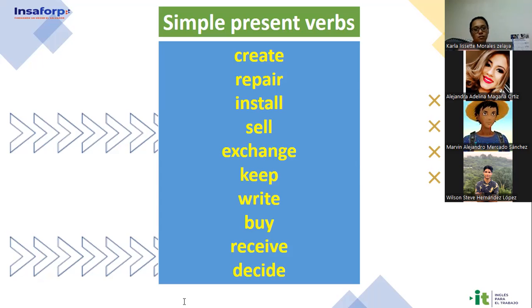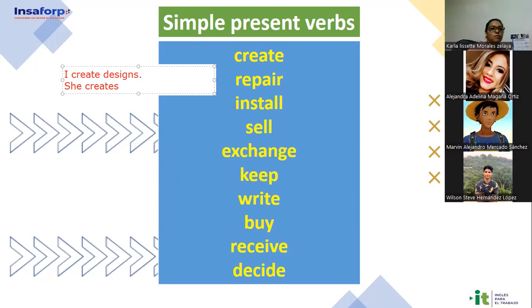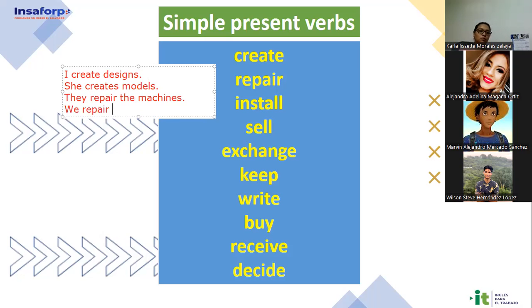For example, let's practice saying affirmative, right? In simple present. Look. I create designs, for example. Yo creo diseño, right? She creates, let's say, for example, she creates models. Okay, these are some examples. Other example could be they repair the machines. We repair, reparation, right? We repair the car.